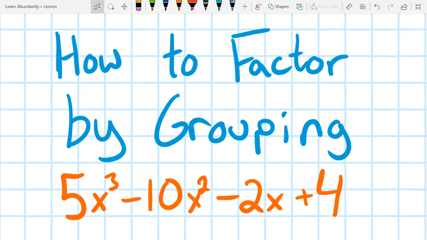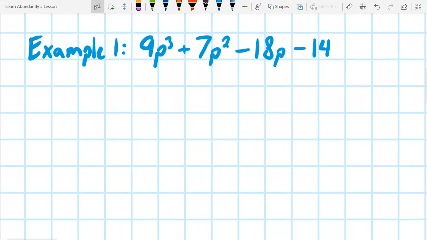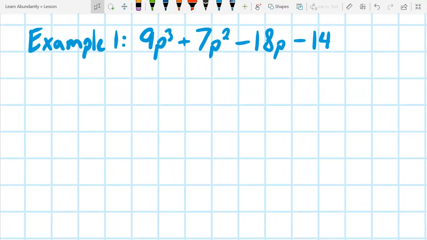Today, we're going to learn how to factor by grouping, and we are going to look specifically at polynomials with 4 terms today. So, for our first example, I want you to notice we have 4 terms. We have a third degree polynomial, and we're going to factor by grouping by just looking at the things that we can take out of the first pair of terms and the second pair of terms.